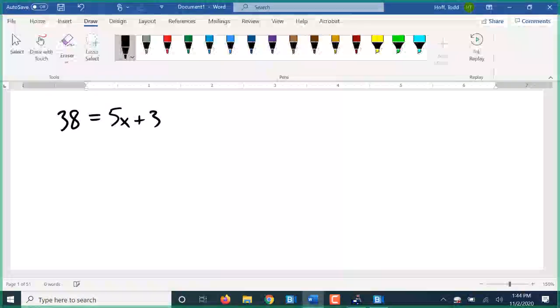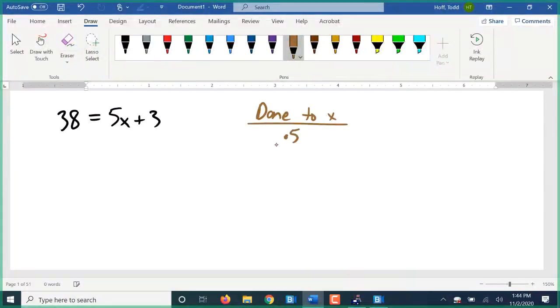So if we have 38 equals 5x plus 3, what was done to x here to build this? X was first multiplied by 5, and then the 3 was added to it. So to take it apart, again, we take off the last piece that was put on first. Was adding 3, so we take it off by subtracting 3. Making sure we do the exact same thing to the other side as well.